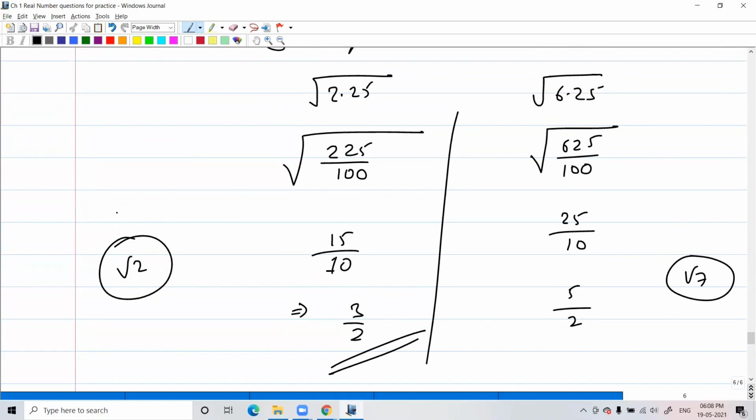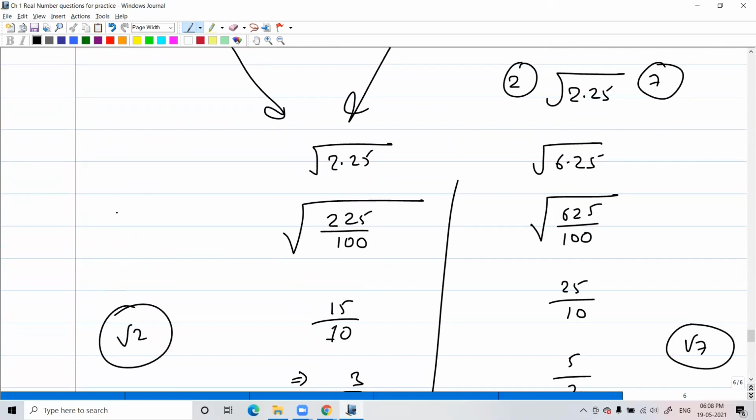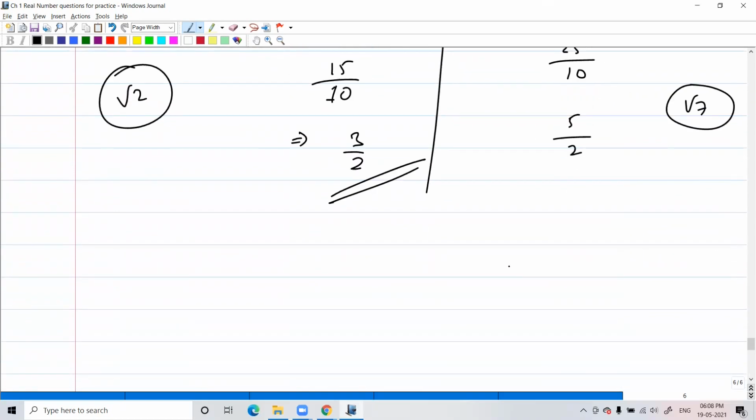So 2.56, sir. Okay, 256. What is the square root of 256? 16. Okay. So the same thing you will do here. 256 by 100 and it will become 16 by 10.